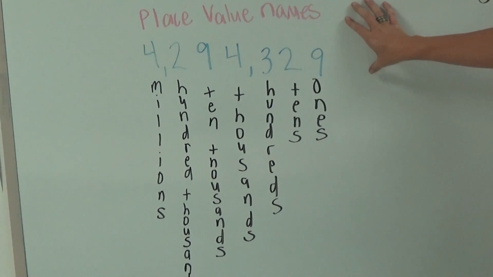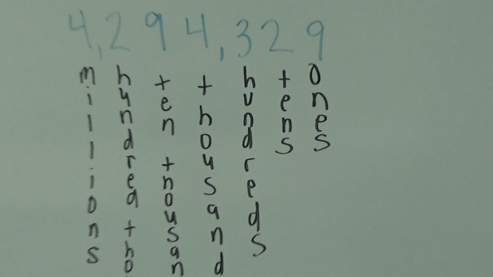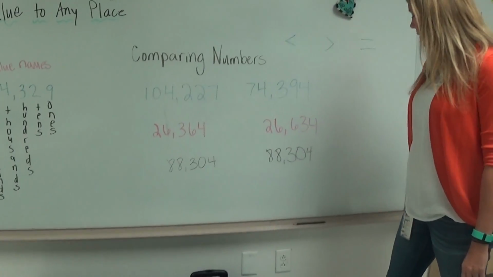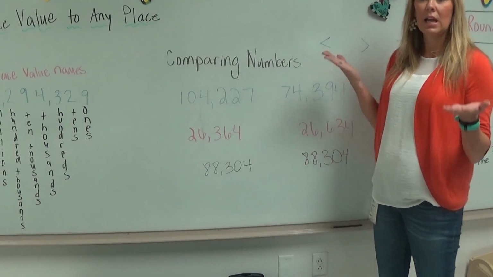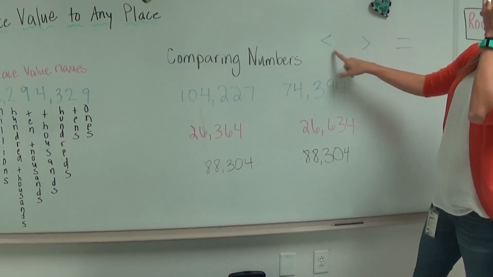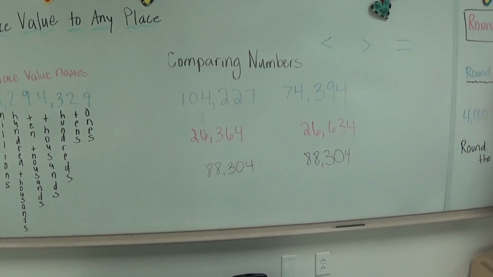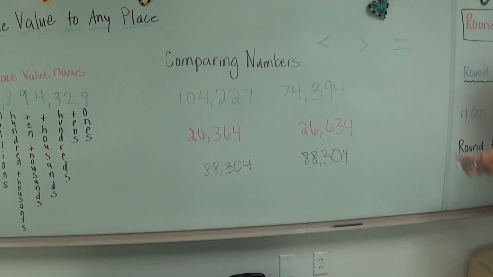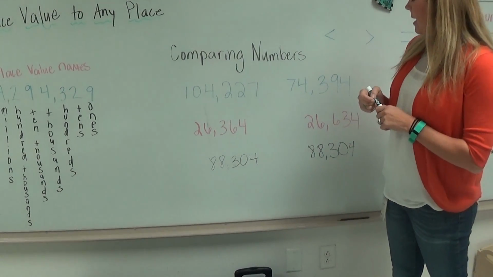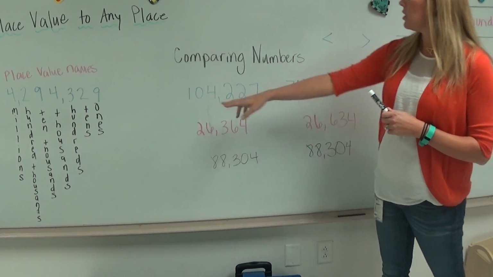So this is going to carry over to our new skill of comparing numbers. When we're comparing numbers, we're looking at which number might be less than, greater than, or equal to. I have some examples up here, and we want to look at each of the digits.